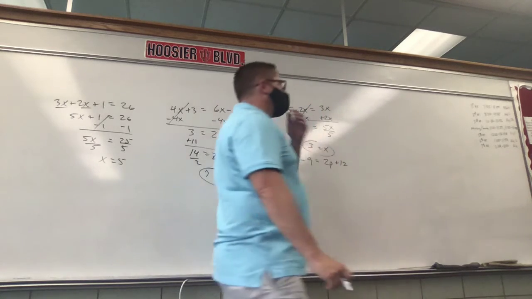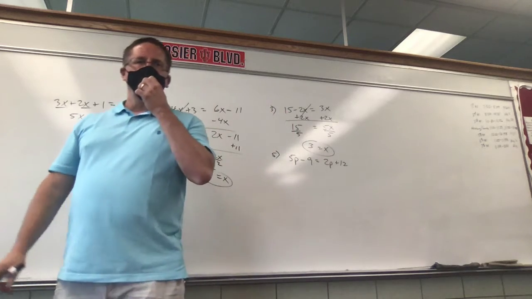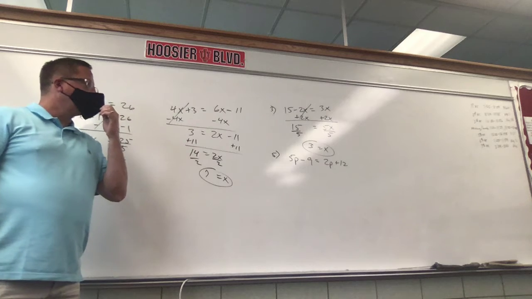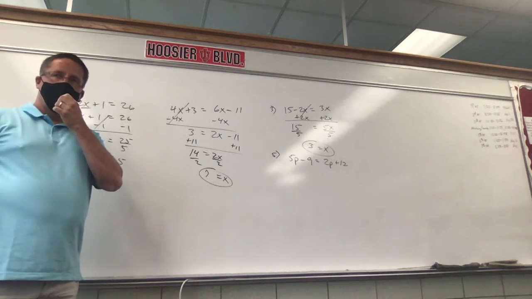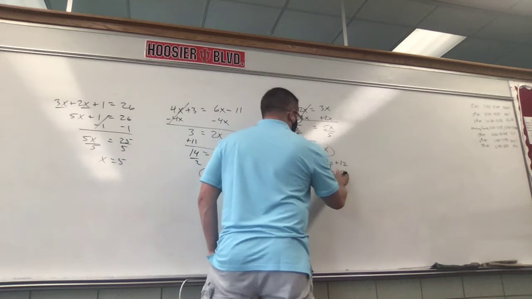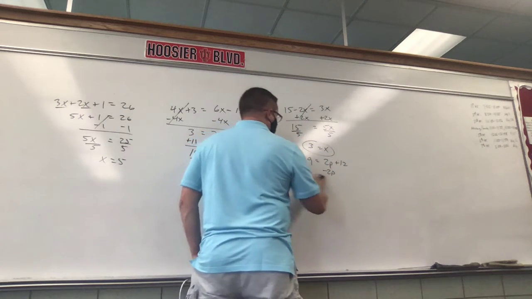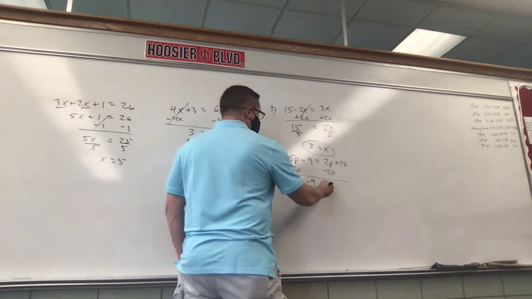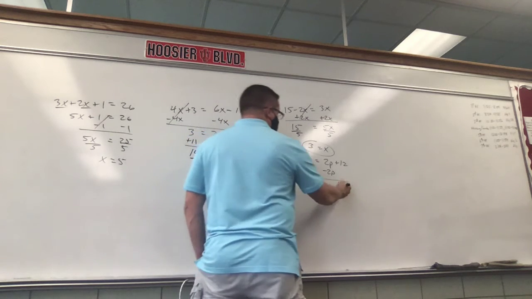Okay. So what are we going to do? We put together 2p and 5p and make it 7p? No, we get rid of the smaller one, which would be 2p. And we do that by subtracting 2p. Minus 2p, minus 2p: 5p take away 2p is 3p, minus 9 equals 12.